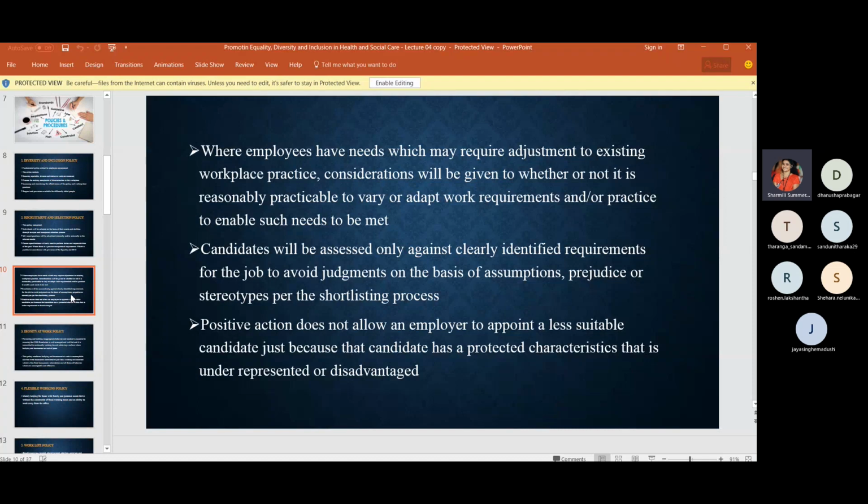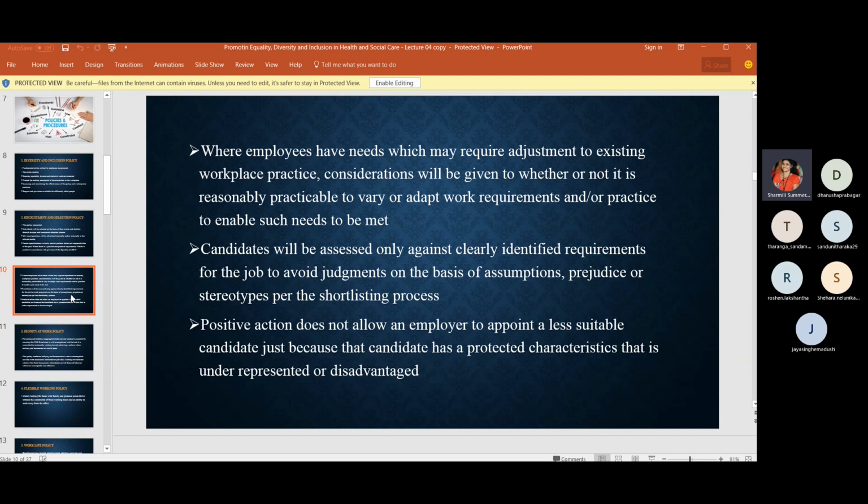The next one is that positive action does not allow an employer to appoint a less suitable candidate just because that candidate has a protected characteristic that is underrepresented or disadvantaged. Yes, this is another important one that is normally used in each and every institution, these protected characteristics. Most of the time, depending on these protected characteristics, most people are discriminated against or neglected for a particular job position, although they have abilities and skills, but all those things need to be stopped.